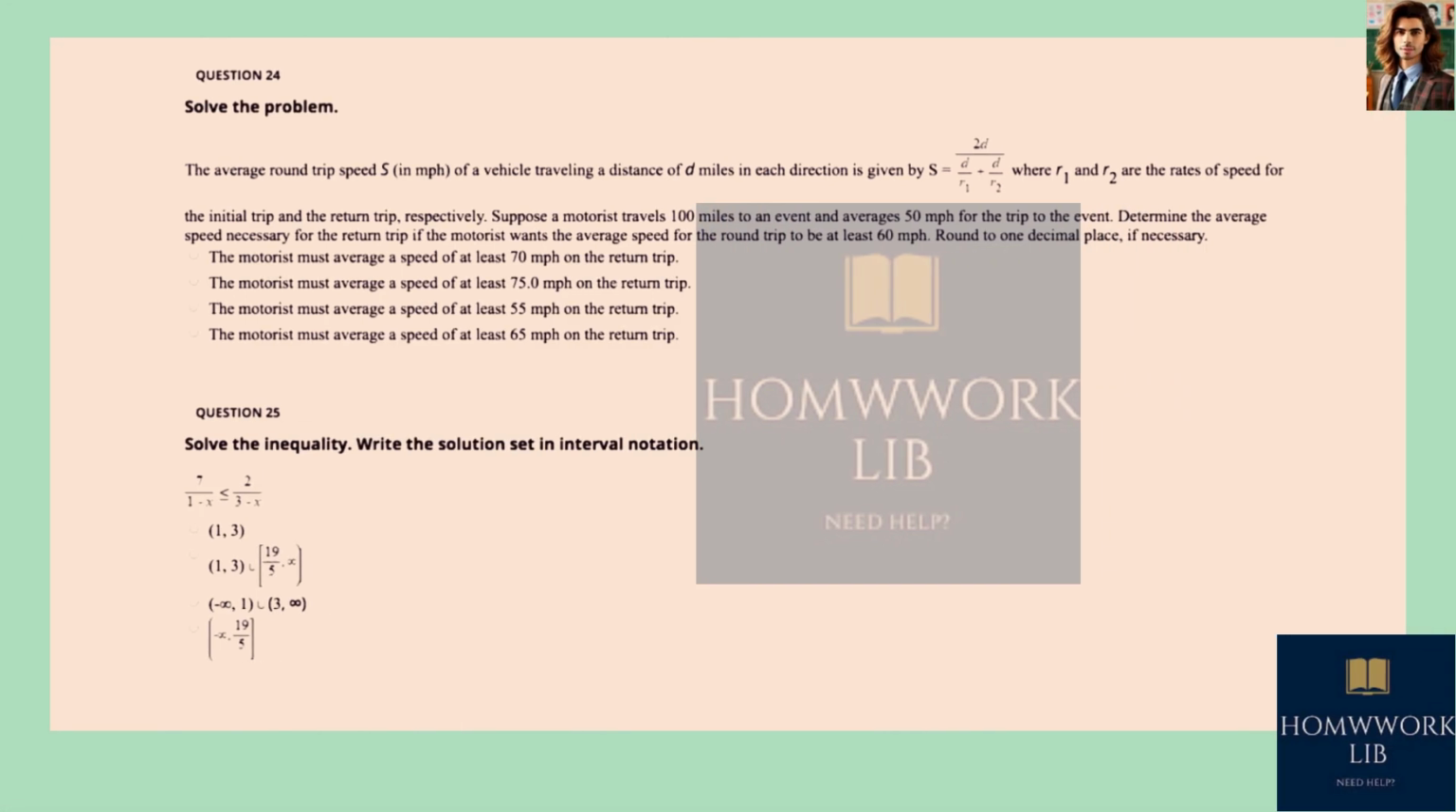For the first problem, the average round trip speed is s, d is in miles, that's in each direction, and r1 and r2 are the speeds. So let's fill in what we know. Suppose a motorist travels 100 miles, that would be d.